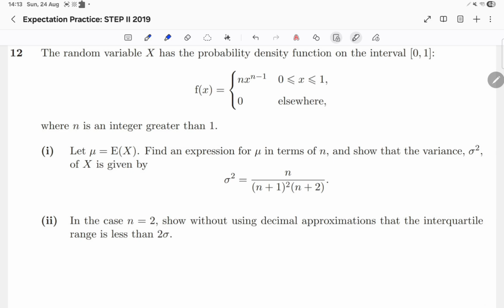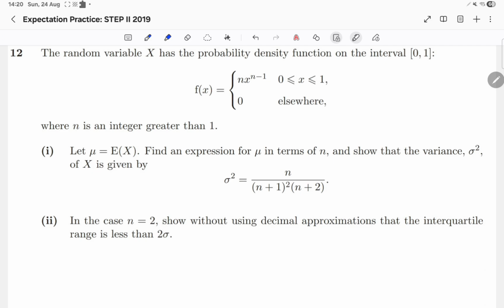The random variable X has the probability density function on the interval 0 to 1 of f(x) equal to n x to the n minus 1, where 0 is less than or equal to x less than or equal to 1, and 0 elsewhere, where n is an integer greater than 1. Let mu equal E of X. Find an expression for mu in terms of n and show that the variance sigma squared of X is given by sigma squared is equal to n over (n plus 1) all squared, (n plus 2).